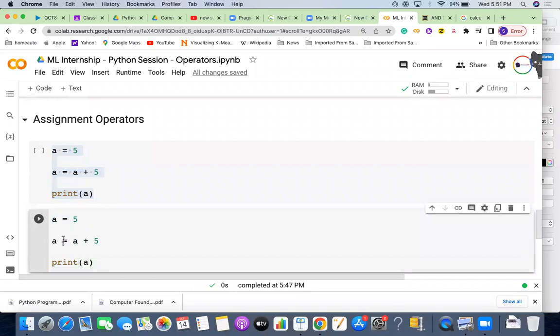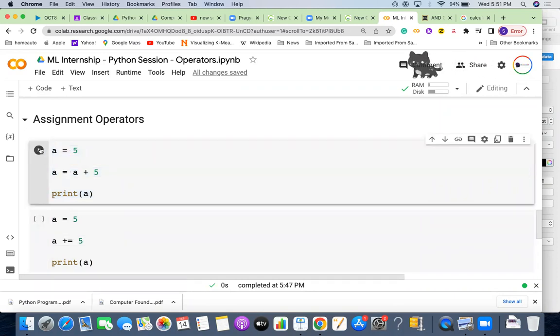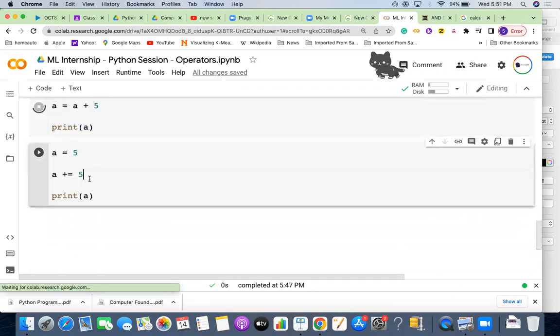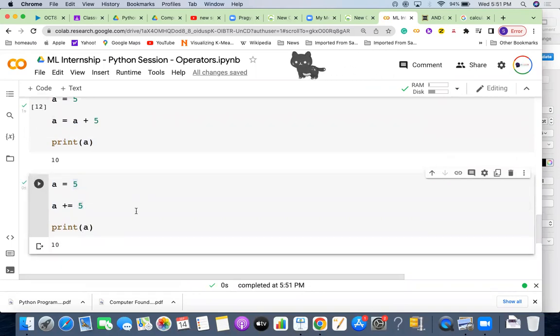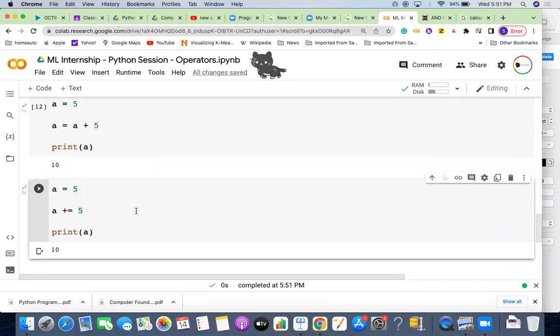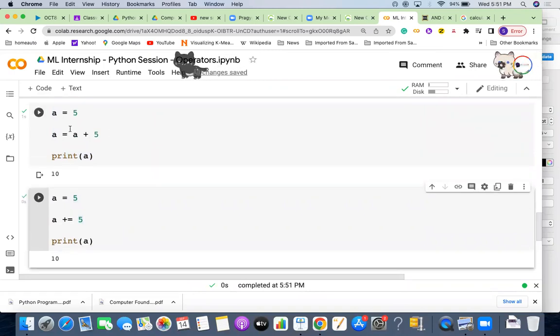And now I will do exactly the same, but not like this: a += 5. So print a. Both should give the same result. Is it clear? Yes, sir. So same thing. If it is minus here, it is minus here. Multiply here, multiply here. Division here. Whatever operator you try, any operator can work.